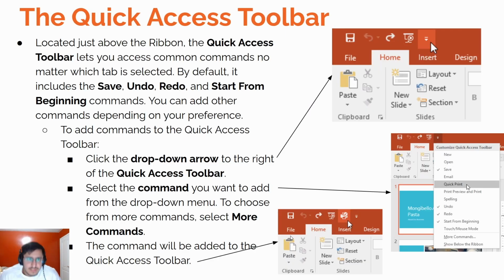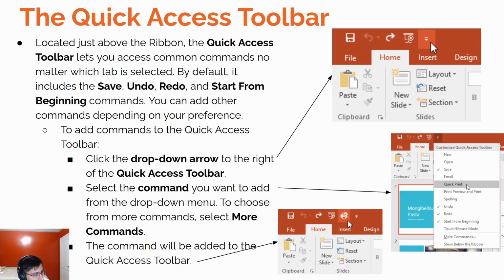Now we have the Quick Access toolbar. Located just above the ribbon, the Quick Access toolbar lets us access common commands no matter which tab is selected. And by default, it'll include the save, undo, redo, and start from beginning commands, right? However, we can add commands depending on your preference, right? To add commands to the Quick Access toolbar, we can click on the drop-down arrow, and then we'll see any command. We can just select the ones we want, right?